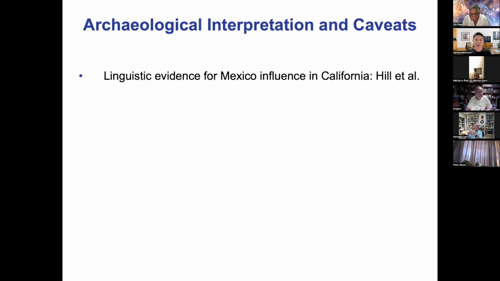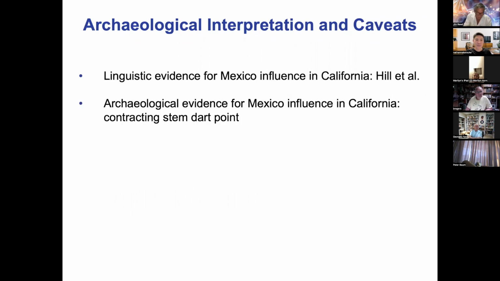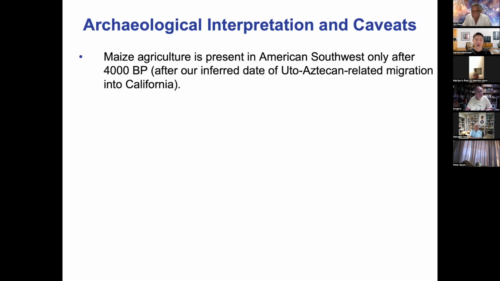As noted before, there's some linguistic and archaeological evidence for Mexico influence in California, such as the contracting stem point. Our results don't explicitly rule out any of the previously suggested hypotheses, because you can basically find ways around these results, but they do require that many of them be revised. For example, if you wanted to believe in the origin from maize agriculture, you would now have to change your hypothesis a bit, because maize agriculture was only present in the American Southwest after 4,000 years ago, which is after the inferred date of our U.S. Tekken related migration into California.